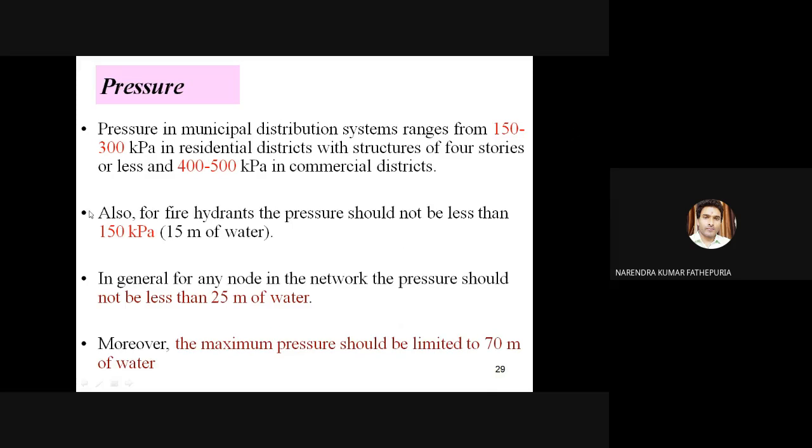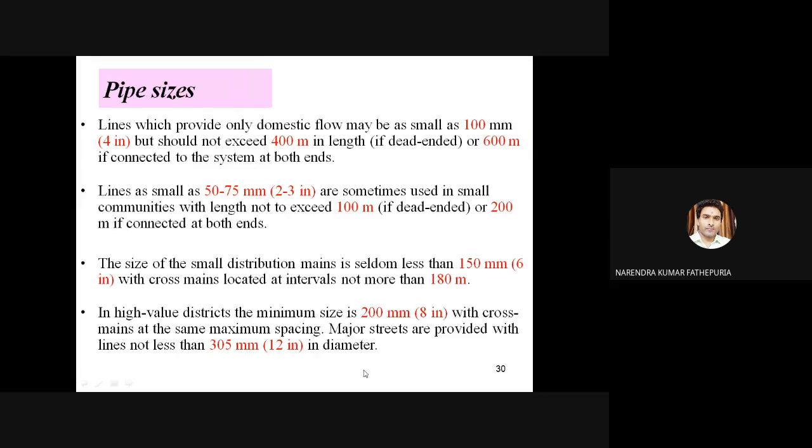Pressure should be in that range. Pressure in municipal distribution systems ranges from 150 to 300 kilopascals in residential districts with structures of 4 stories or less, and it should be 400 kilopascal in commercial estates. In general, for any node in the network, the pressure should not be less than 25 meter of water head. The maximum pressure should be limited to 70 meter of water head.